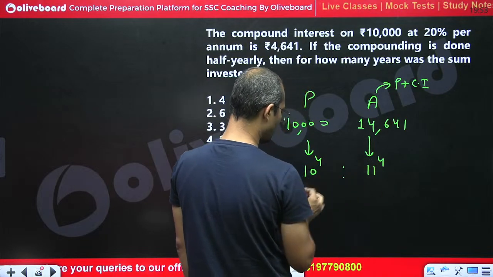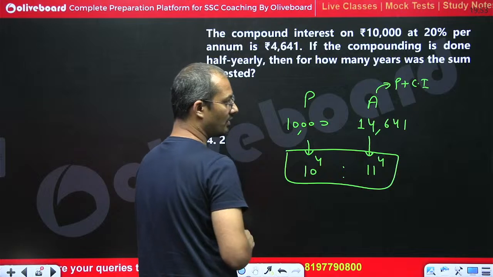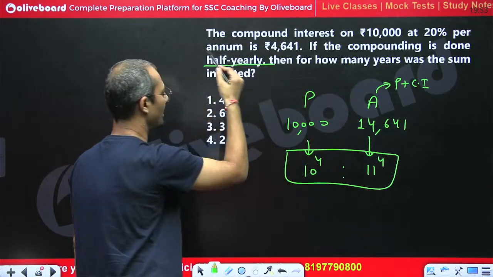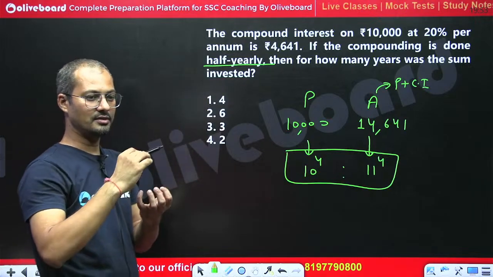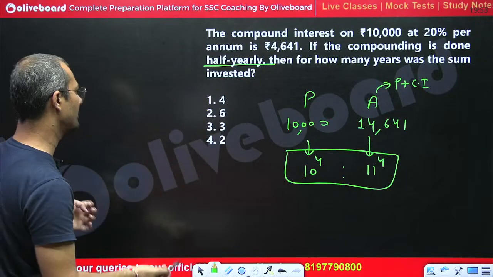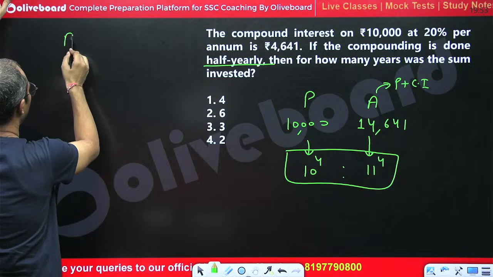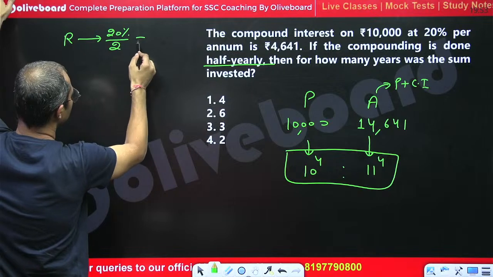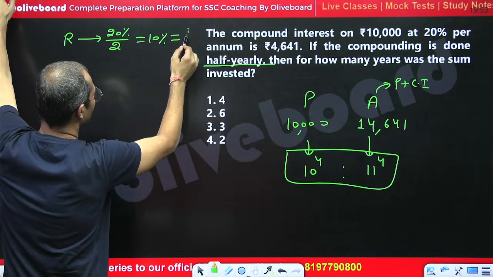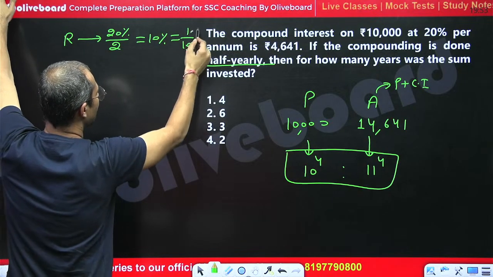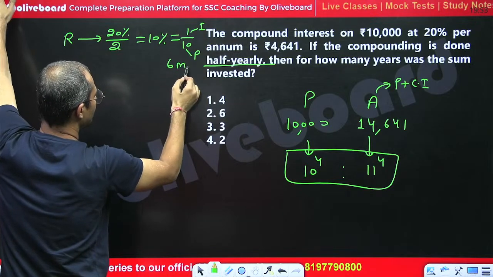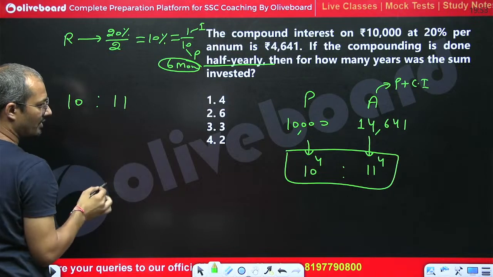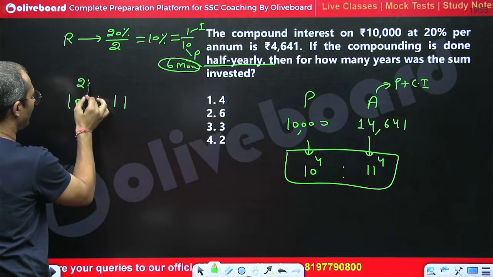So here we get the ratio, or we know that the compounding is done half yearly. In half yearly, the rate gets halved, right? So for half yearly, the rate would be equal to 20% divided by 2, so 10%. So the ratio would become 1 upon 10. This is the principal, this is the interest for 6 months, right? So the ratio would be 10:11 and the power would be 2n, right?